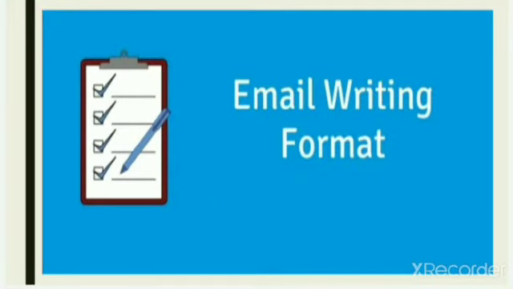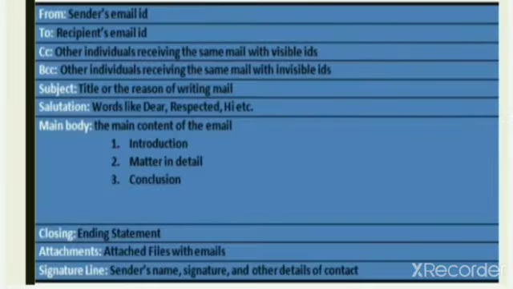Now, the email writing format. This is the format for writing an email. Firstly, the email is written in a box. Then you need to make columns in it. The first column is From. In From, you need to write the sender's email ID.